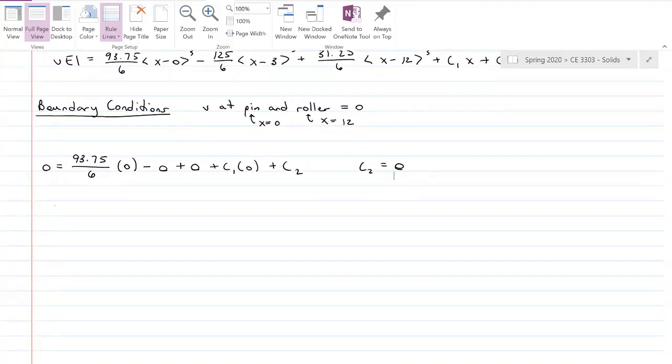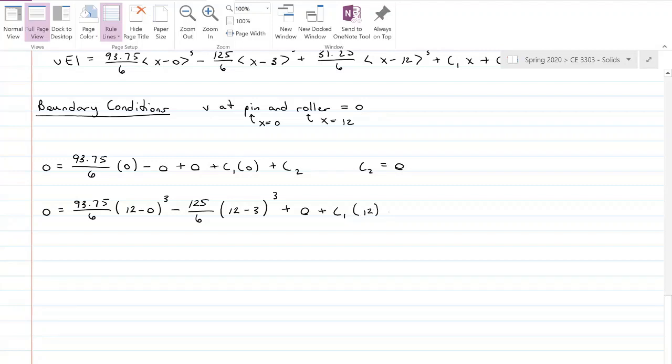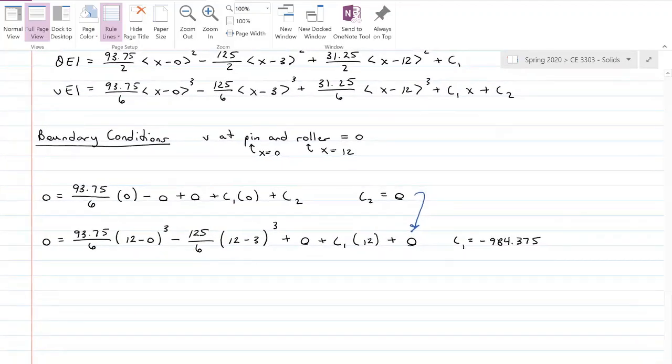Next up, 0 is equal to 93.75 divided by 6 times 12 minus 0 cubed, minus 125 divided by 6 times 12 minus 3 cubed, plus, 12 is equal to 12, so that's 0, plus c1 times 12 plus c2, that we solved for earlier as 0, and we find that c1 is equal to negative 984.375 with 6 significant digits. Okay, now we have our constants of integration solved for, then what?